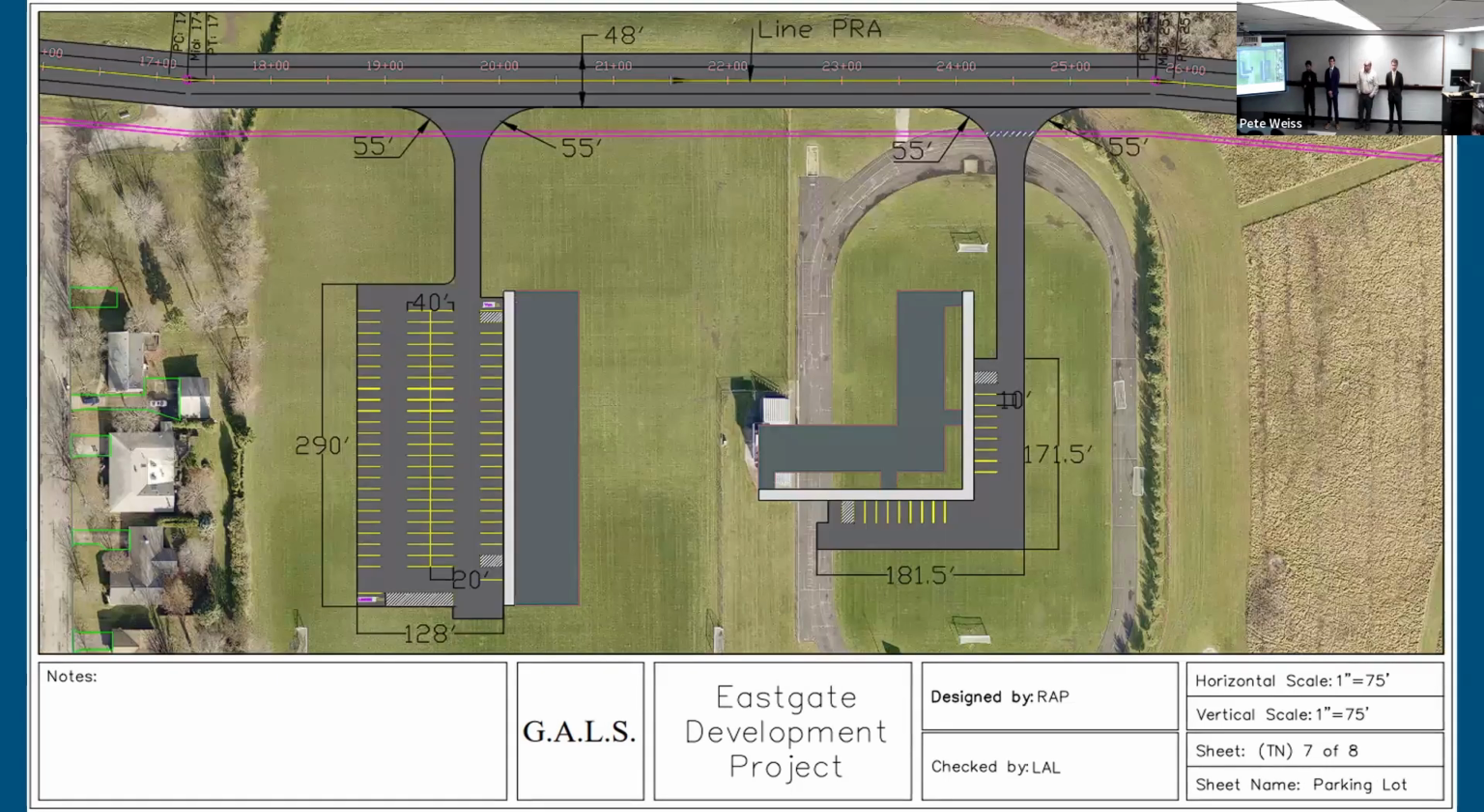These are the parking lots, and to your left is the commercial building parking lot. It is 290 feet long, and each parking spot is a typical 20 by 10 foot. The parking lot has 4 handicap spots, 2 of which are van accessible. And on your right, we have the senior living parking lot. Again, standard 10 by 20 parking spots with 2 handicap spots, both of them being van accessible. The van accessible spots are a standard 12 by 20.